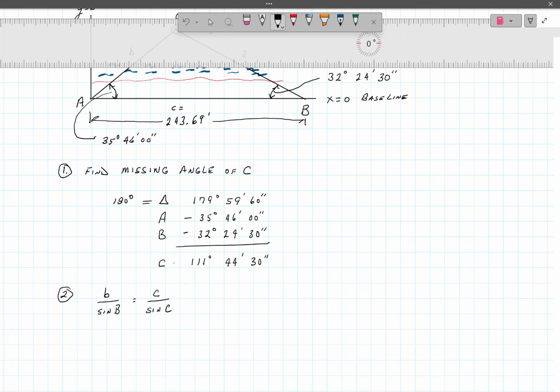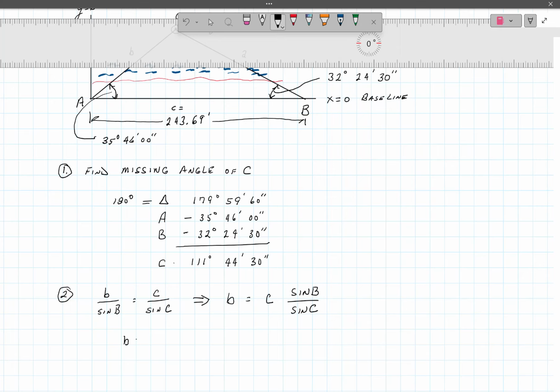Okay, and if I play this out and manipulate the equation first before I put numbers in, I'm going to transform this into B is equal to C sine of B over the sine of C. So just like in the math world, it's always a good idea to do your algebraic manipulation first. Okay, so let's put some numbers into this one.